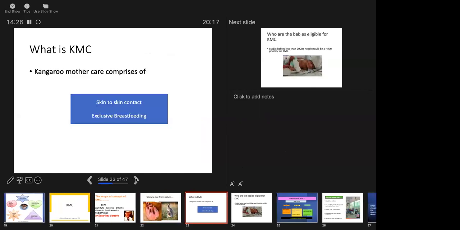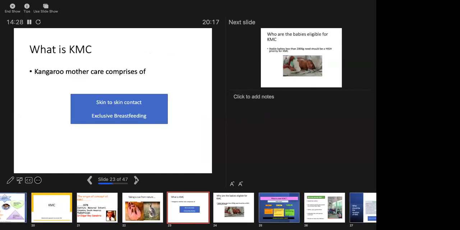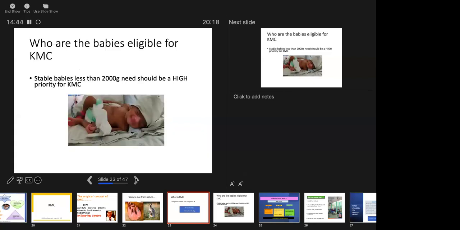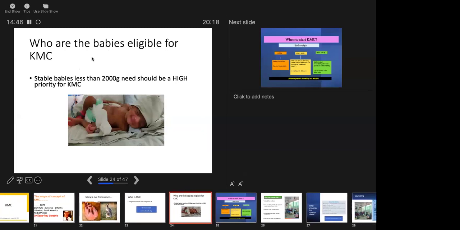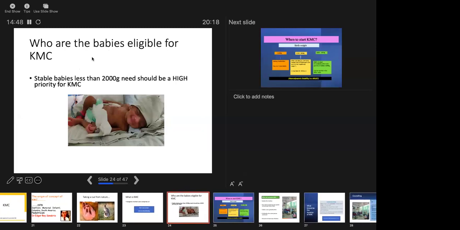So let us see the importance of kangaroo mother care. Kangaroo mother care comprises two important components. One is direct skin to skin contact between the baby and the mother or any healthcare provider. And the second component of kangaroo mother care is exclusive breastfeeding. Which babies are eligible for KMC? Any stable baby less than 2 kg should be a high priority for kangaroo mother care.